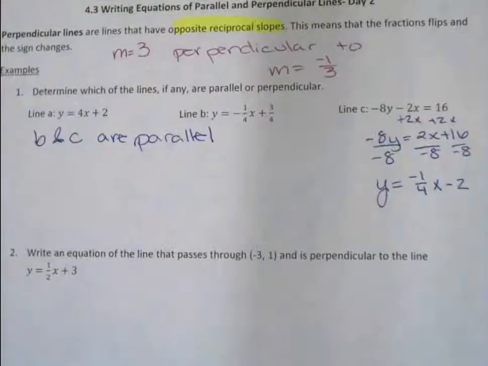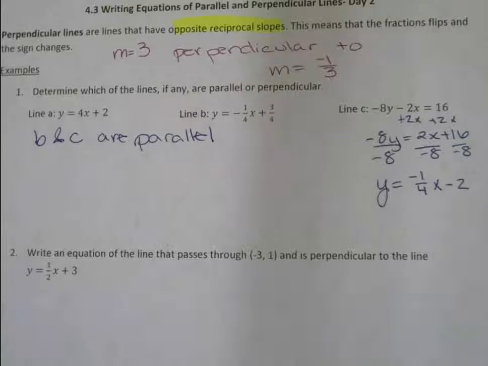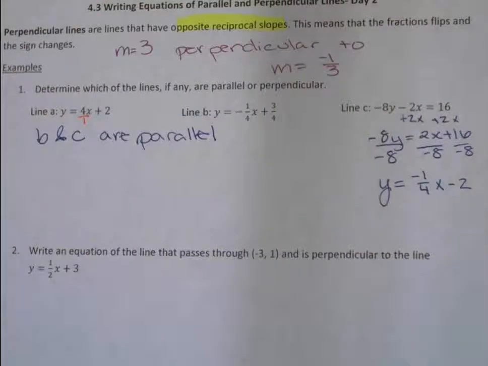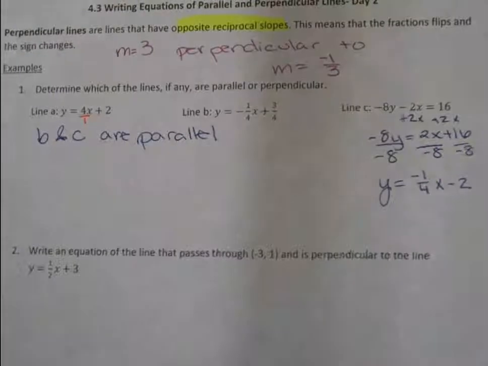Okay, so if I take a look at A, I could rewrite this as 4 over 1. Is A perpendicular to anything? So if I take the fraction and I flip it, it'd turn into 1 over 4. And if I change the sign, it'd be negative 1 over 4. So would it be perpendicular to anything?